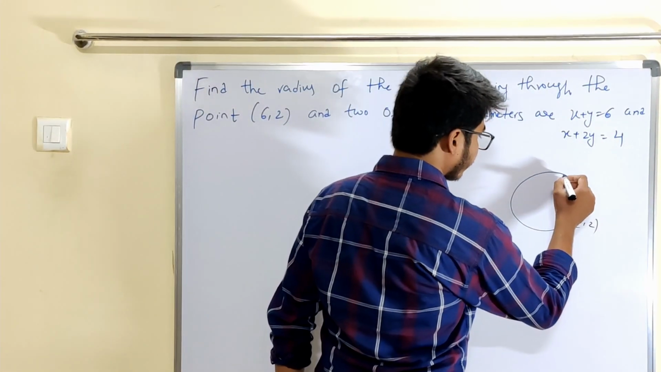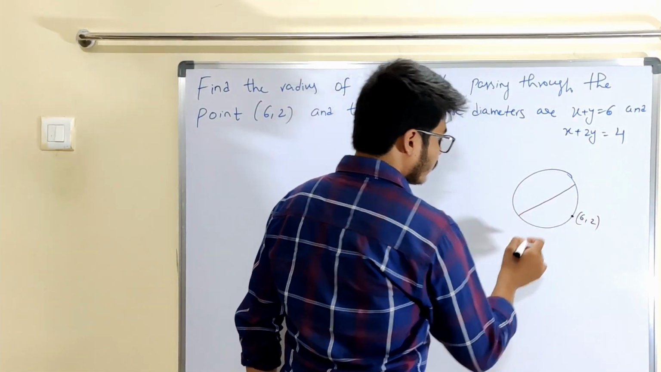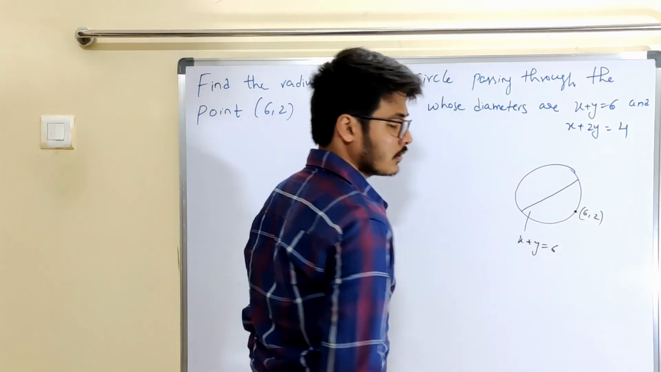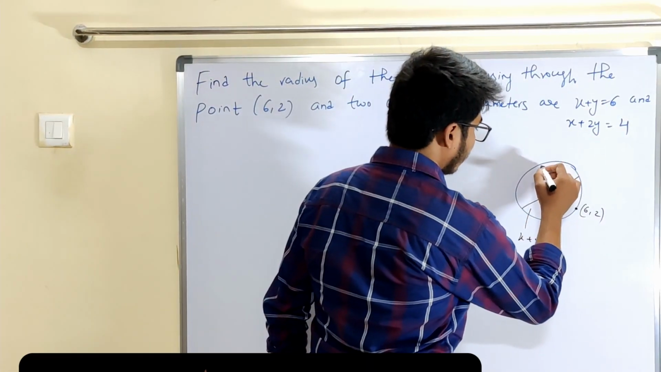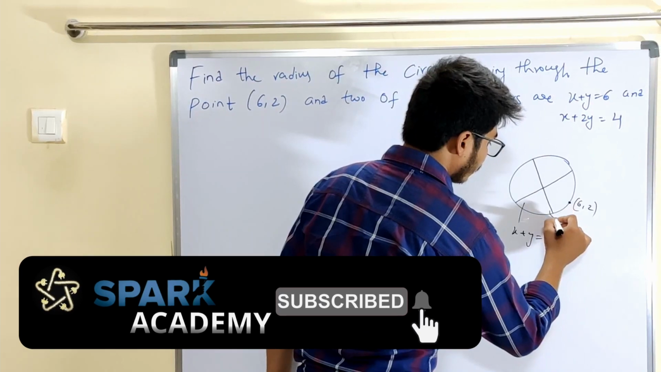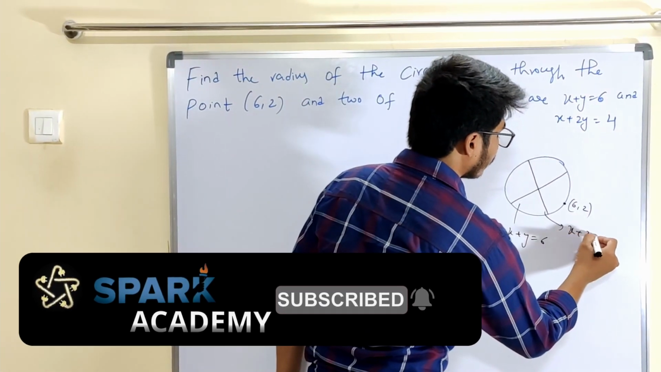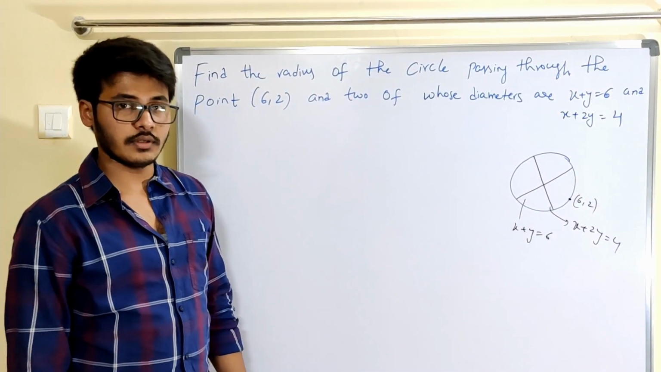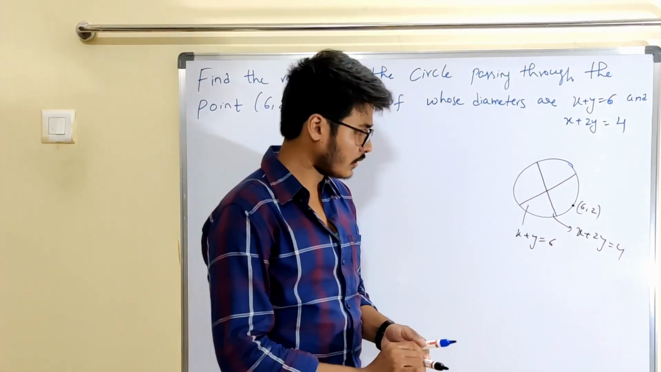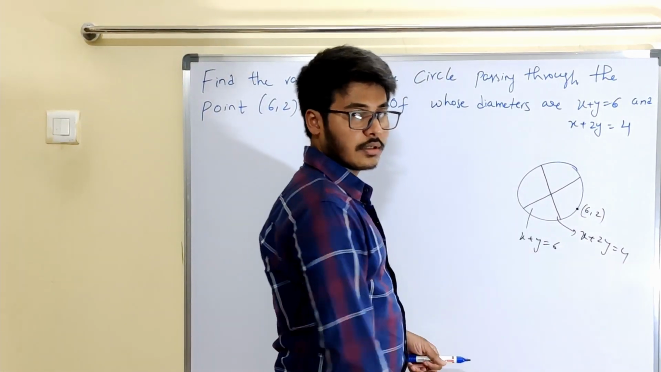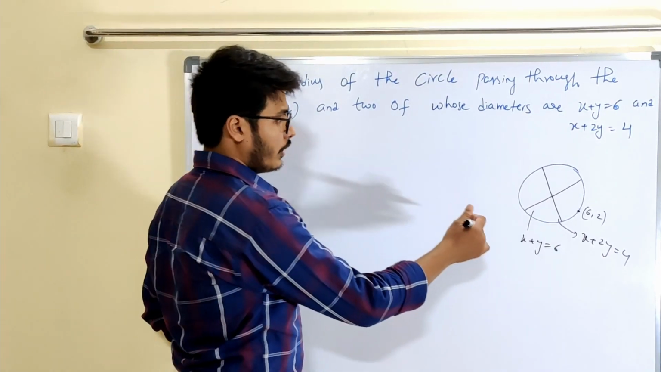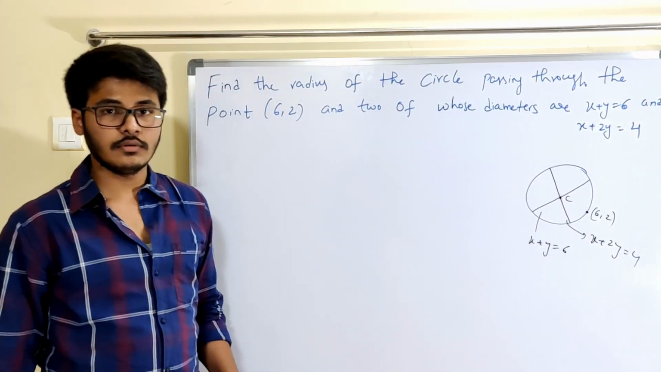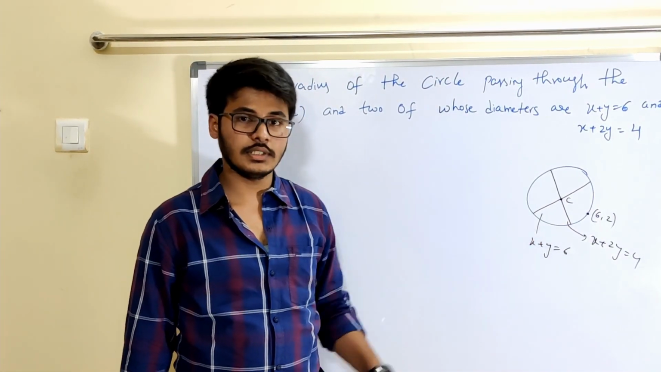Here it is given two equations of diameters. Let us assume this is one diameter and its equation is x plus y is equal to 6, and another diameter and its equation is x plus 2y is equal to 4. Here the diameter equations of the circle are given. As you can see, these two diameters intersect at one point. This is the center of the circle. As we know, diameters intersect at the center of the circle.